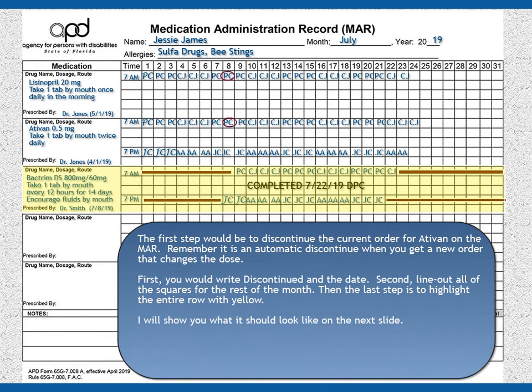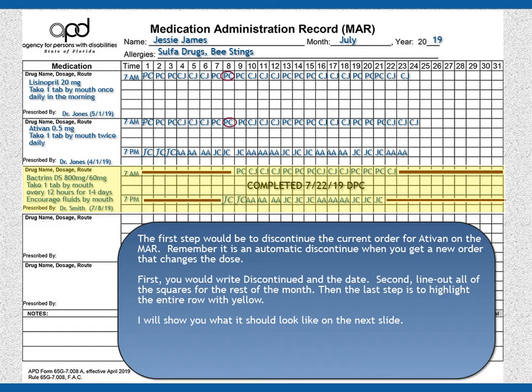The first step would be to discontinue the current order for Ativan on the MAR. Remember, it is an automatic discontinue when you get a new order that changes the dose. First, you would write discontinue and the date. Second, black out all of the squares for the rest of the month. Then the last step is to highlight the entire row with yellow.